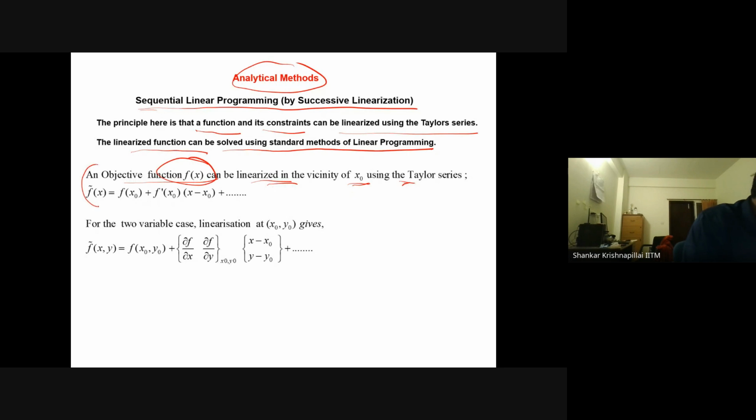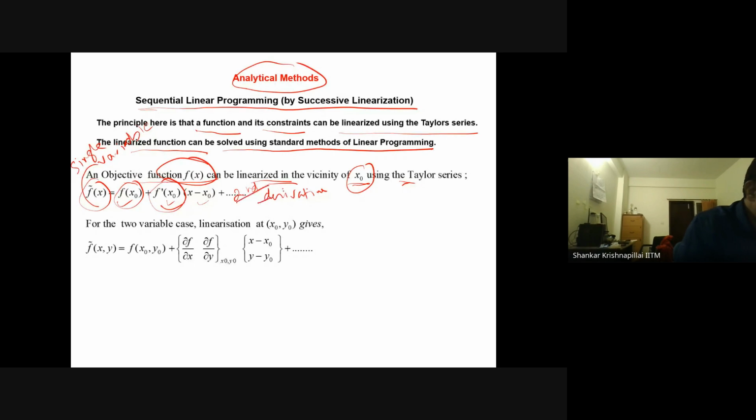We look at a single variable objective function. If you are given a point x naught, then the objective function can be converted to the linear approximation by this equation. So it is f of x naught plus the first derivative at x naught into x minus x naught, plus the second derivative term. We are ignoring the second derivative term for the linearization.